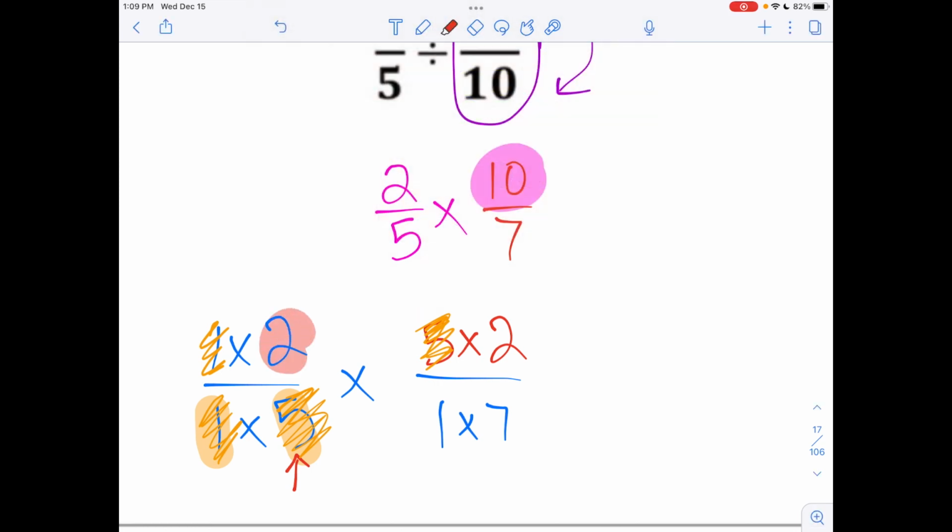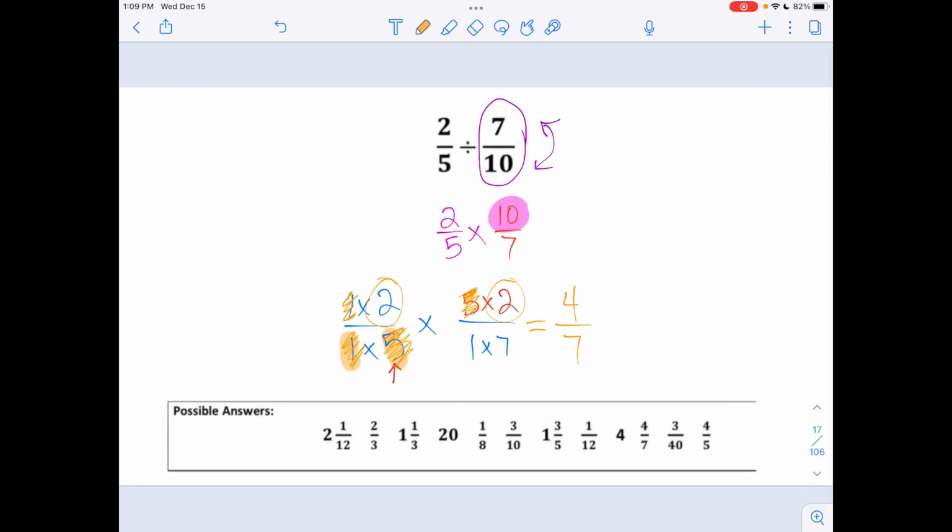cross out these 2 2's because 2 times 2 is 4. If I have a 2 on top of another 2, that means 1. And if I multiply by 1, my answer doesn't change. So it's got to be a 2 on the top, a numerator, and 2 on the bottom. I can't cross those out. So here we go. 2 times 2 is 4. And on the bottom, 1 times 7 is 7. 4/7 is the correct answer.